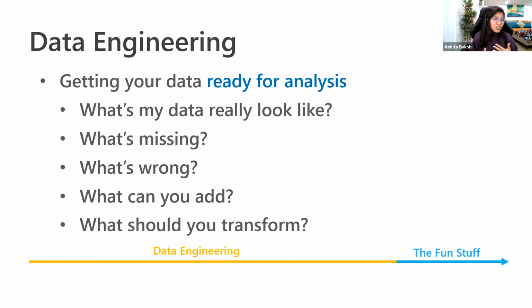Some of the questions we can ask ourselves: What does my data look like? Let's start exploring that data. What's missing? Is anything wrong with my data set? Can I add more information, can I enrich it? Can I add more demographic information to help me do analysis later? Or should I transform the data to a normal distribution? Is it good enough for an analysis that has an underlying assumption that the data has to be in this format?